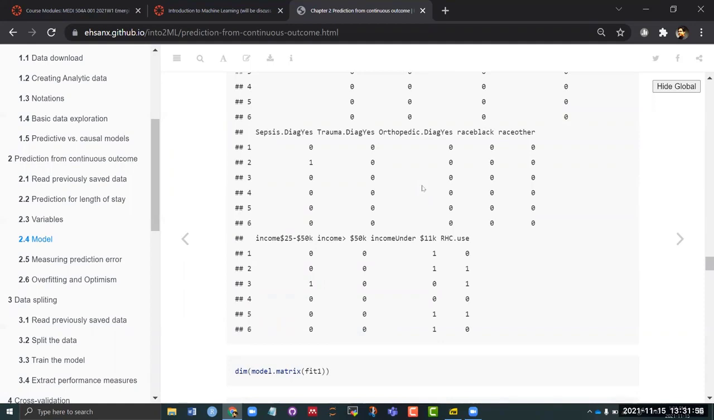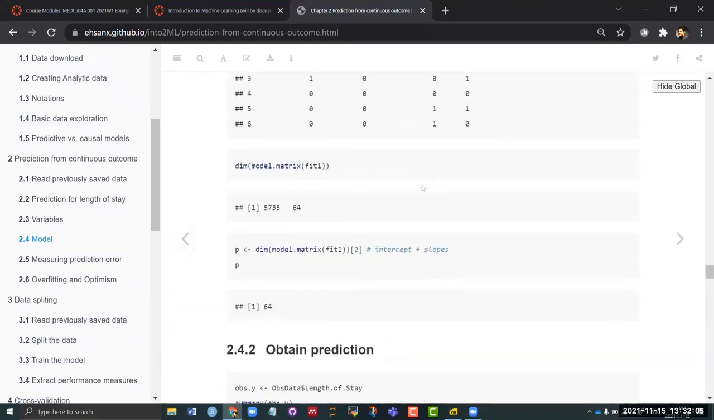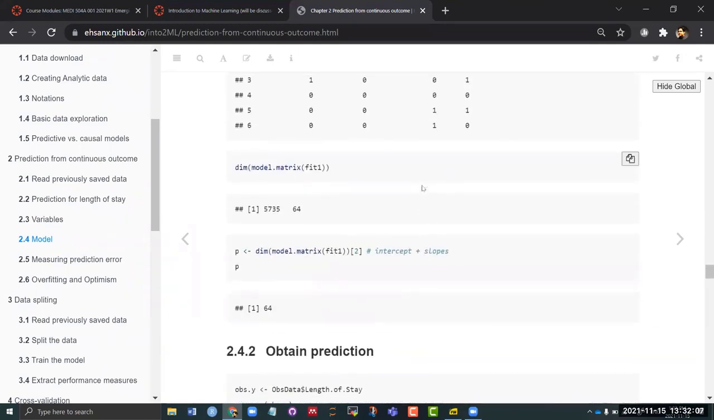But if you already have a binary variable, there is nothing to change. It is the same variable that you are going to get. Okay. So in this, when we create the design matrix, we can get how many columns we have in that design matrix, and that will give our P.